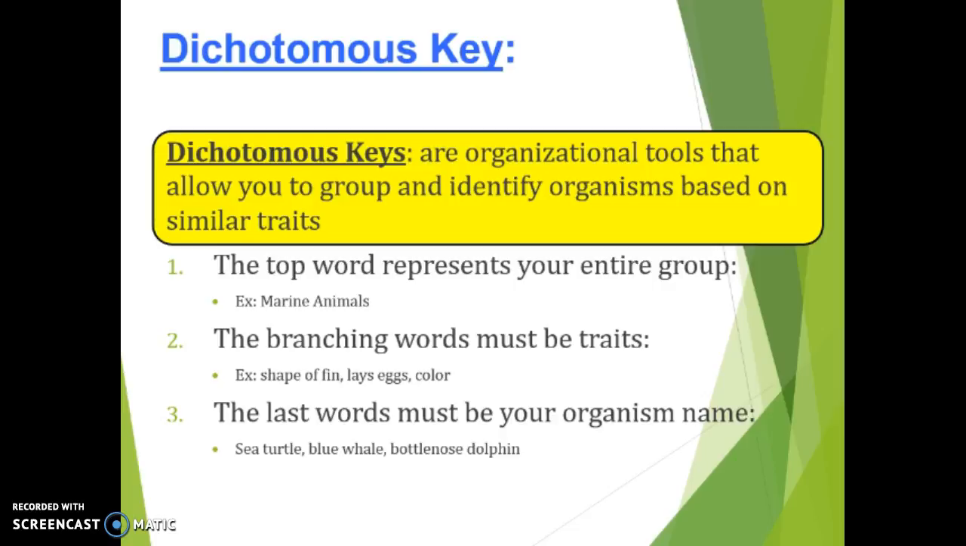So we see that the top of the key represents the entire group. For example, we're in marine science, so we're looking at marine animals. The branching words are the traits: the shape of the fins, the legs, the hair, the eye color. And the last words are the organism's actual name. So sea turtles, blue whales, bottlenose dolphins, all really good examples of the marine animals that we're talking about.